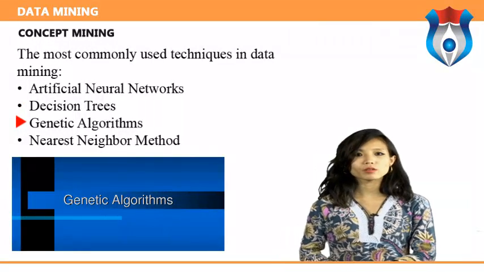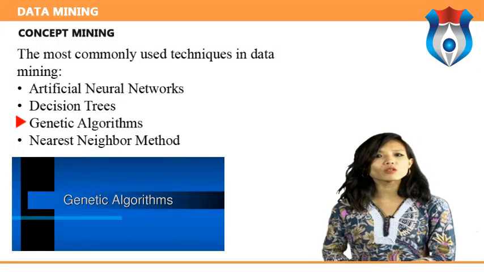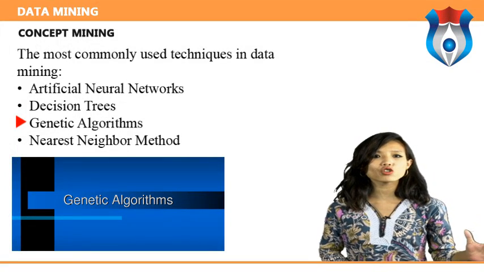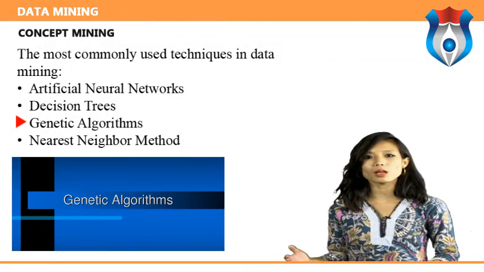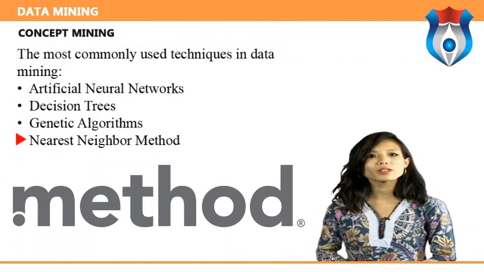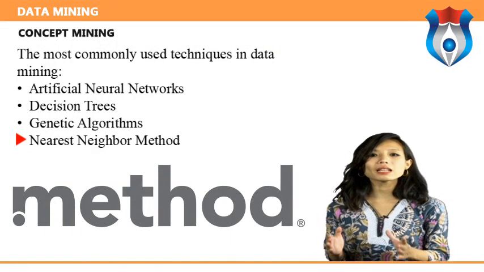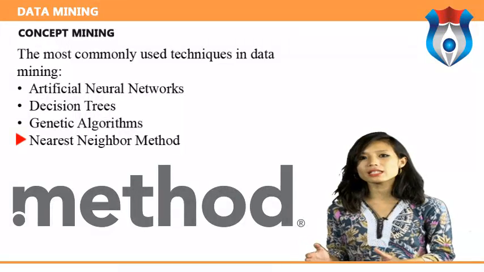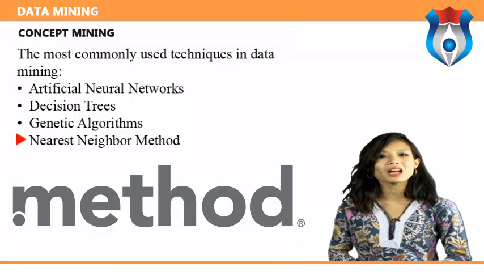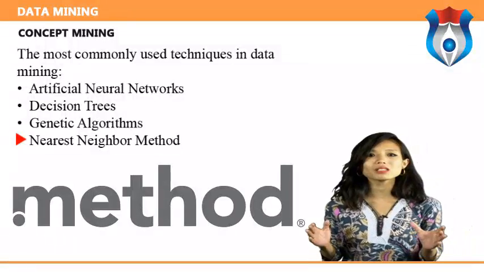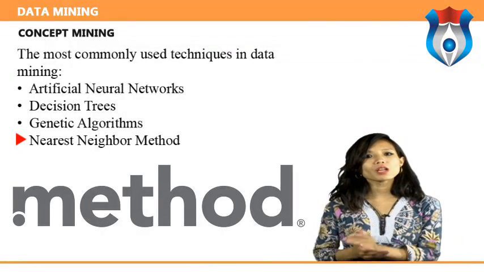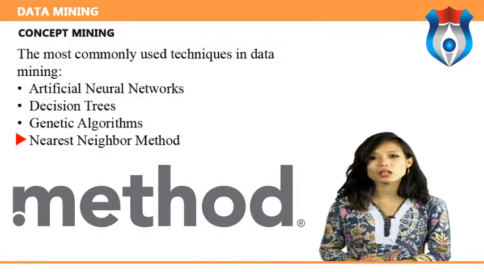Genetic algorithms. Optimization techniques that use processes such as genetic combination, mutation, and natural selection in a design based on the concepts of evolution. Nearest neighbor method. A technique that classifies each record in a data set based on a combination of the classes of the K records most similar to it in a historical data set, sometimes called the K nearest neighbor technique.